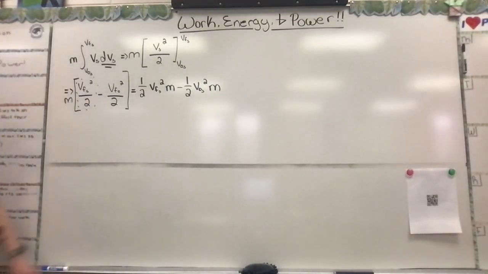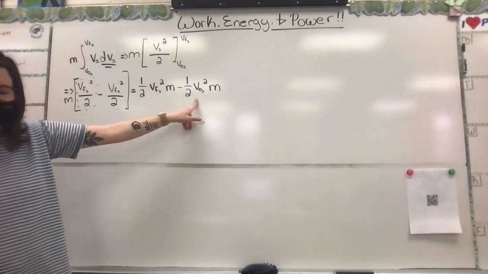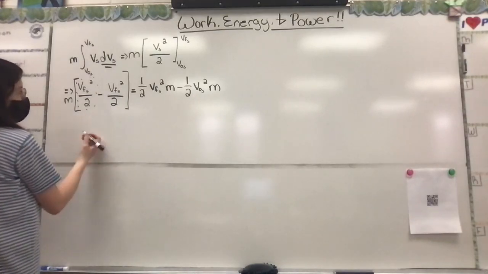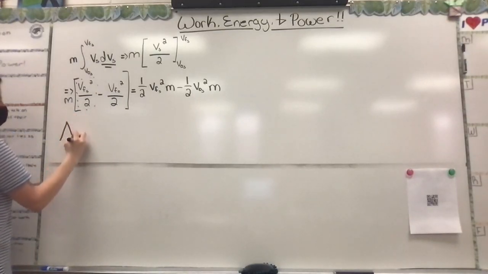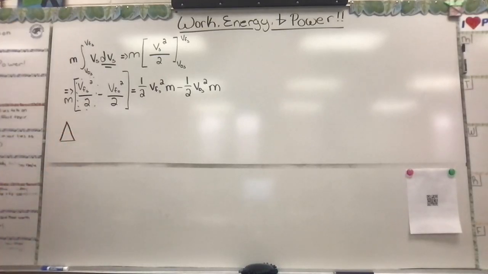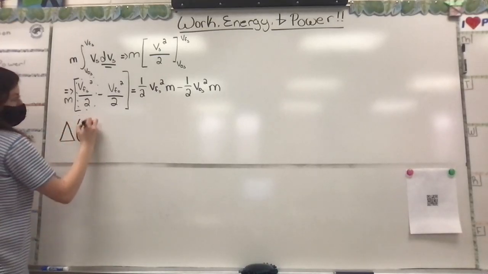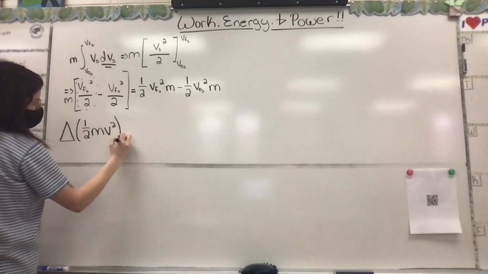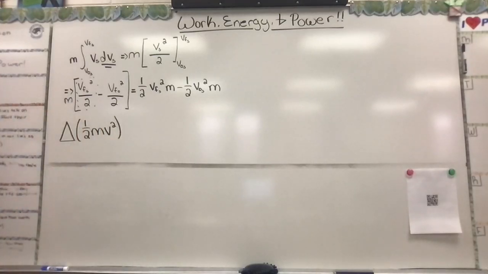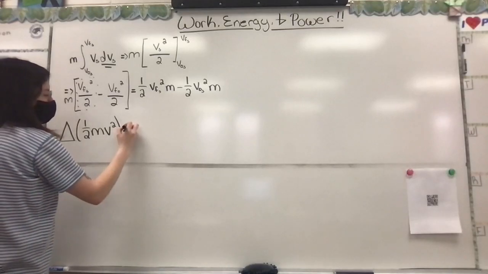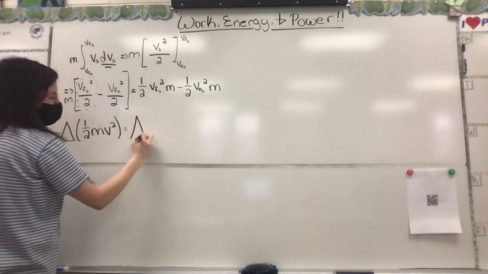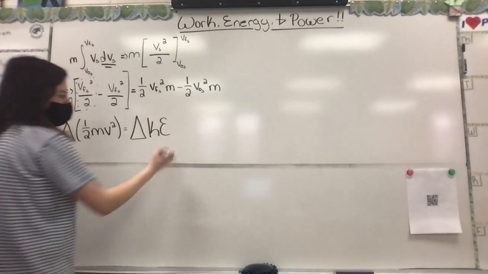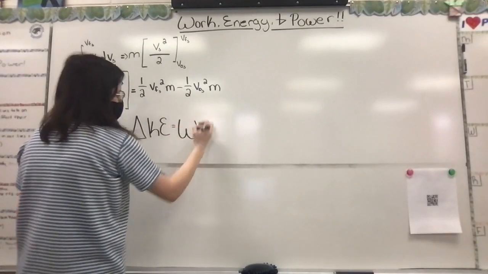Okay, so if we have a final minus an initial, don't we usually consider that a change in something? Yeah. So it's a change in 1/2 mv squared. We call this a change in kinetic energy, which is one of the equations for work.